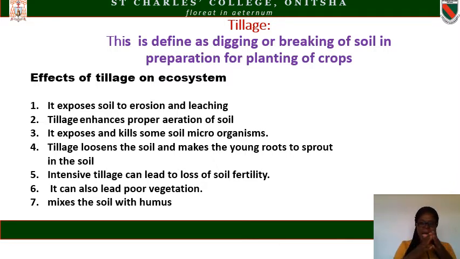Then, when you are tilling, the soil is being exposed to erosion and leaching. Also, some of the organisms that live inside the soil, you bring them out on the surface and even you kill some. When they come to the surface, their predators will now eat them, like the earthworm will be eaten by the birds. Then, tillage, when you continue to do it continuously, makes the soil lose its fertility. And then, vegetation there will be poor. All right?